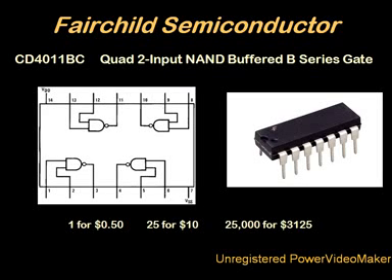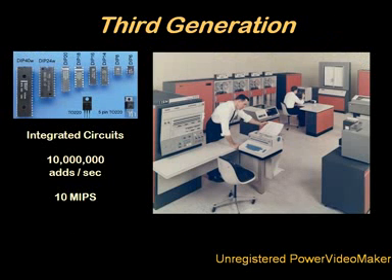The next major breakthrough came when we realized that we could put multiple transistors, and in fact multiple logic gates, into the same package. We could integrate them all into a single circuit, an integrated circuit. And even today you can still buy a quad 2-input NAND buffered B-series gate from Fairchild Semiconductor for about 50 cents a piece. Integrated circuits led to what people generally refer to as the third generation of computers, where we now had to start measuring instructions per second in the millions. 10 million instructions per second now, up from that initial 1,000 just 20 years before.